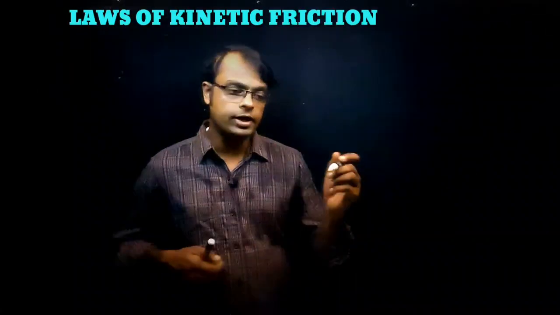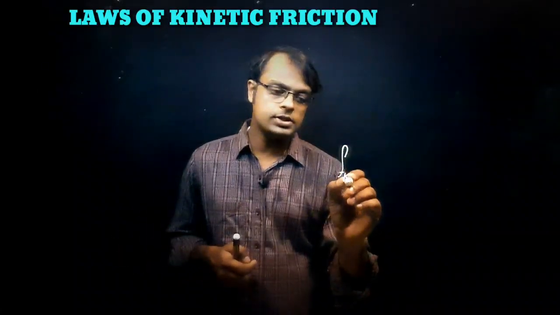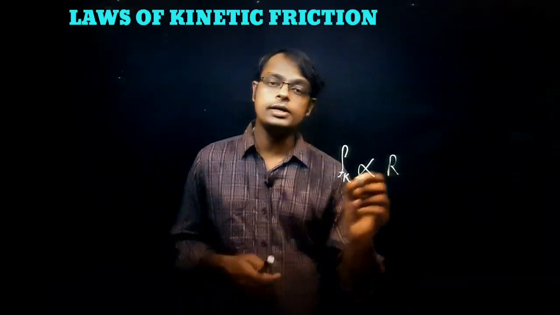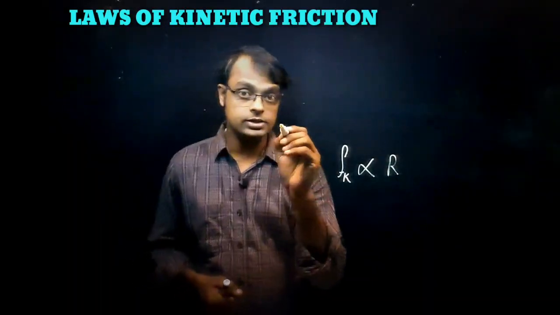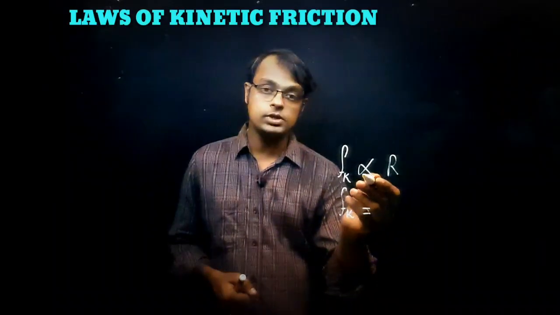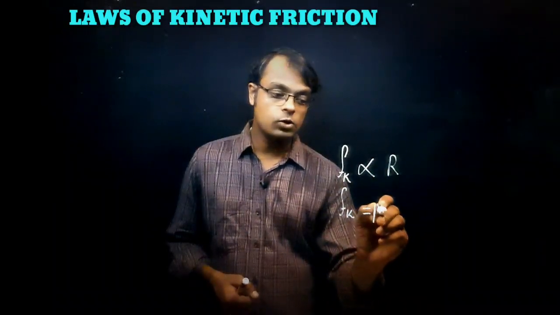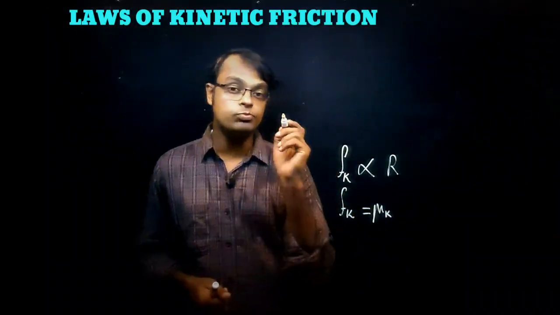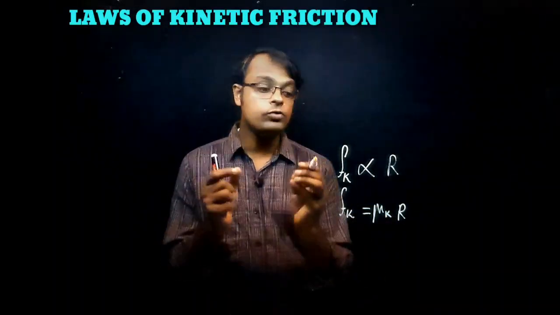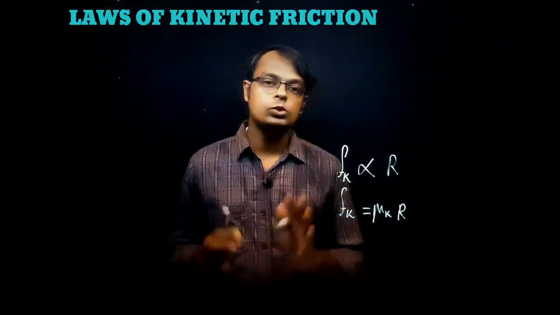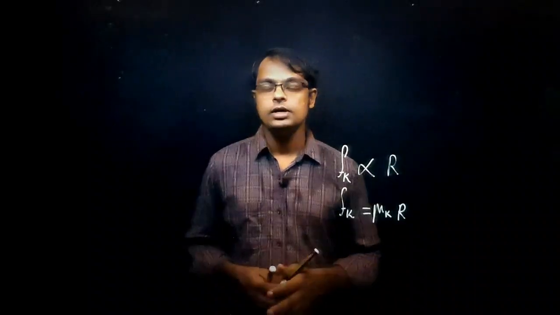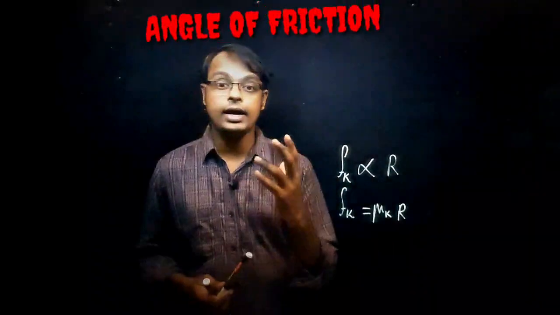And the next law is talking about the kinetic friction, which we represent as Fk. Kinetic friction is also directly proportional to the normal reaction force. Therefore, we can write here Fk is equal to, avoiding the proportionality sign, multiplying with a constant. Here the constant is mu subscript k, that is mu k R. Here mu k is called what? Coefficient of kinetic friction. So these are the laws of limiting friction as well as kinetic friction.